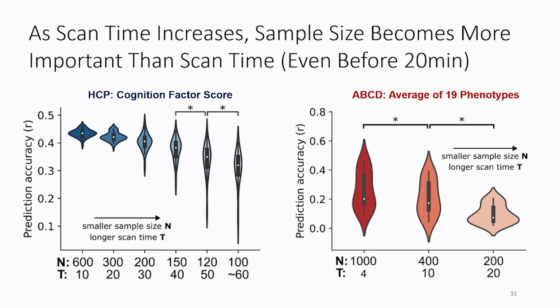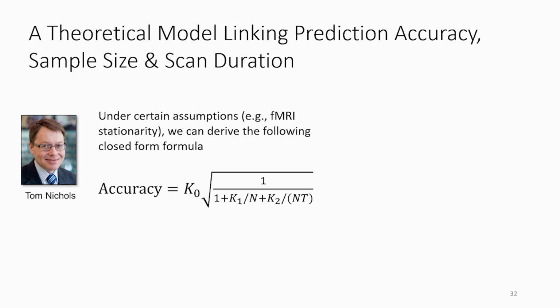So can we explain this in an equation? Fortunately for us, we have our co-author Tom Nichols, who came up with a model that helps us to explain this. He has a closed form formula that describes accuracy as a function of scan time and sample size. I'll just briefly break down this formula. K0 here is the maximum possible accuracy. K1 is a term that is controlled by sample size, and K2 is a term controlled by total scan time.